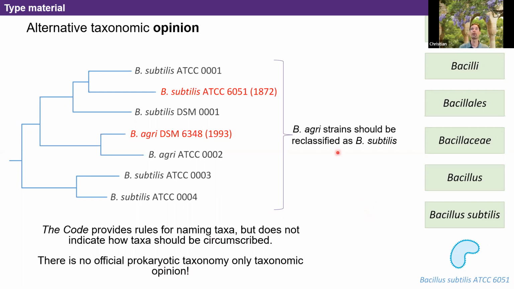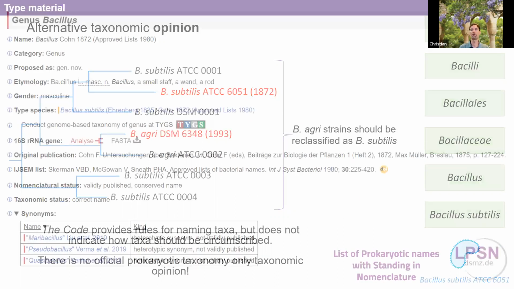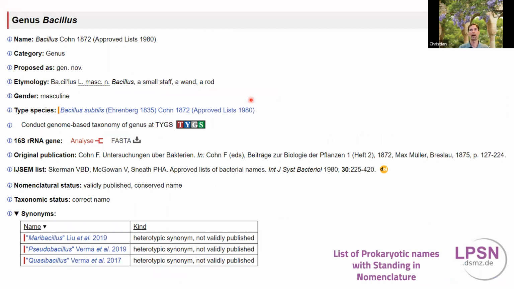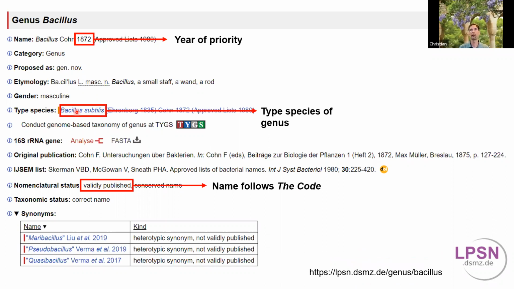Now, if you want to know more about type material, I would encourage you to go to LPSN, and in this case, that is the genus Bacillus. You can see it has the name, when it was named. That's a genus. It talks about the etymology, right? Gender, 16S gene. It tells you what the type species is. So it's actually a very helpful website. I even think I highlighted this. Yes, you can see here that's the year of priority, right?